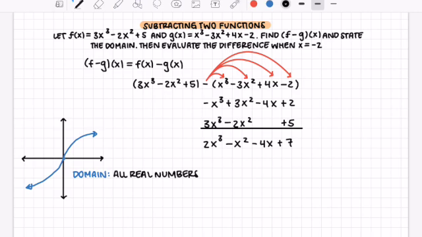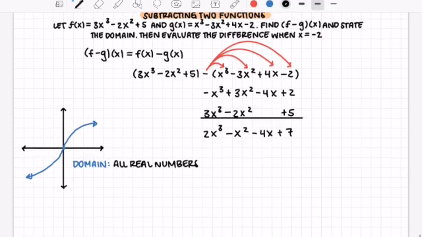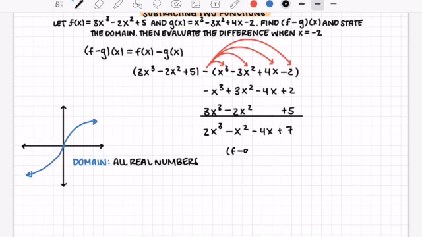Okay. And then the last part, evaluate the difference when x is equal to negative 2. So I'll take my function f minus g and substitute it for negative 2. So I'll take my new equation, which is 2 times negative 2 to the power 3 minus negative 2 to the power 2 minus 4 times negative 2 plus 7, and solve that out.